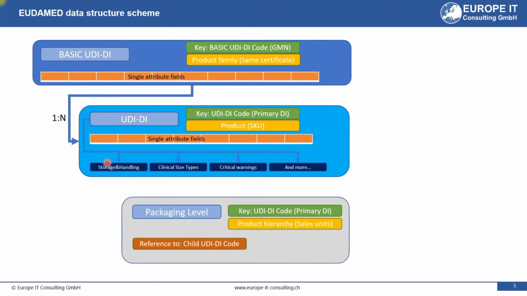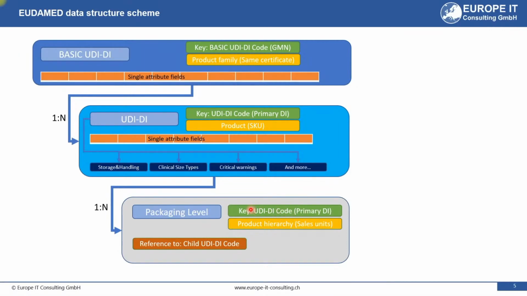Each UDI-DI can have, of course, different packaging sizes. That means you can sell the same product in a single package, or you can put multiple pieces in one package and sell it as 10 or 20 pieces, for example. All different package sizes of your product have to be entered in this level. Each packaging level should have a unique primary DI number.